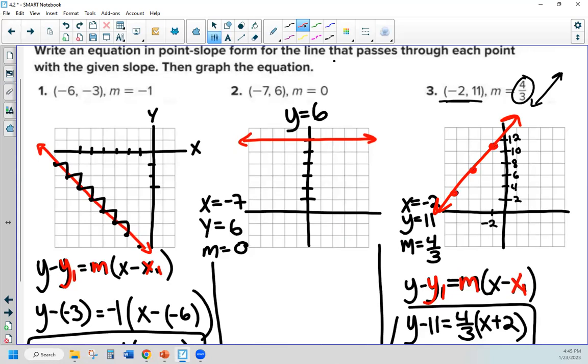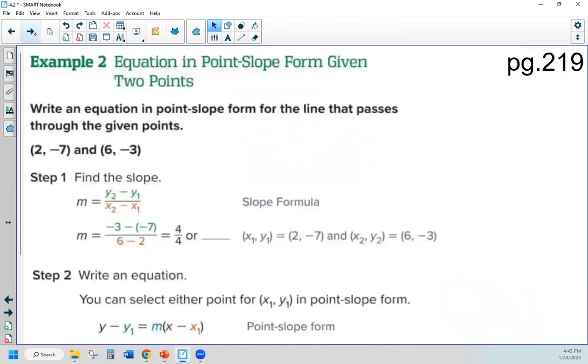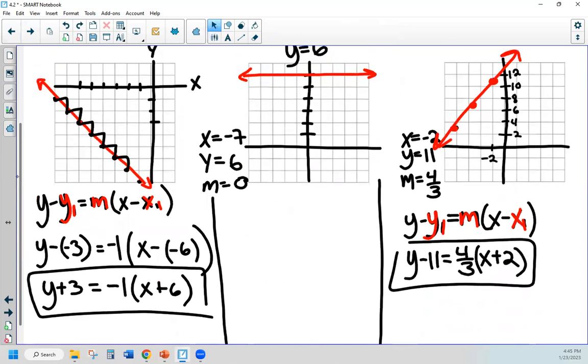Okay. There it is. Good to go. Were those all the problems there? Just want to make sure. Yeah.